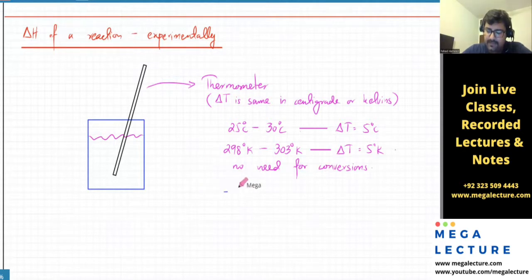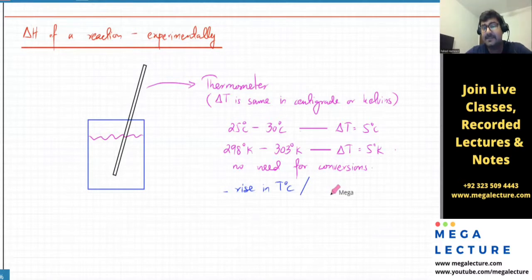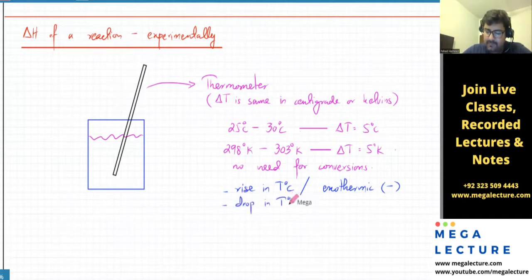One thing about the thermometer is, if there's a rise in temperature, is it exothermic or endothermic? Exothermic. That means the reaction is producing a lot of heat, and that heat is being absorbed by the surroundings. So the thermometer basically measures the heat of the surroundings. A rise in temperature means the thermometer is absorbing heat coming from the reaction, so it's exothermic. Make sure you use a negative sign for energy, negative kilojoules. And vice versa, if there's a drop in temperature, it's going to be endothermic, and it's going to be a plus.